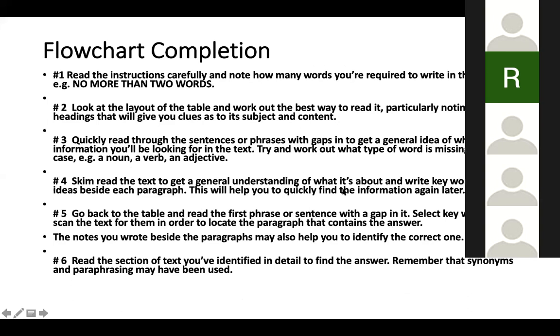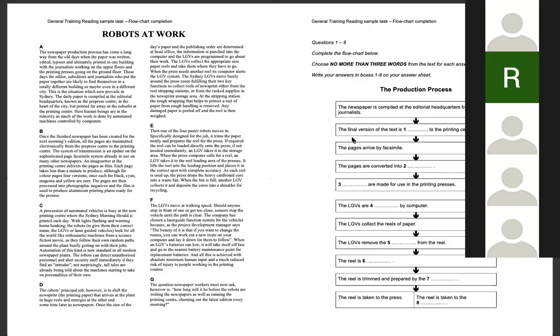Then what you do is you go back to the table and you read the first sentence once again. So you skim through the entire text. We skimmed through only one paragraph. So you skim through the whole text, and then read the first phrase or sentence with a gap in it. Select the keywords and scan the text to obtain that information. So after you skim through the text, what do you do? You go back to your question table.